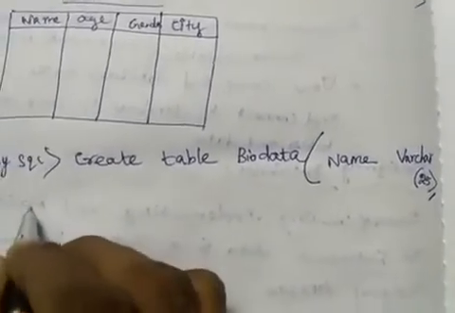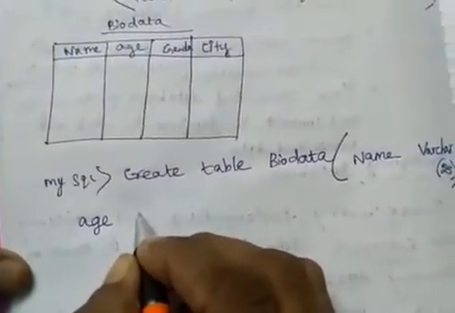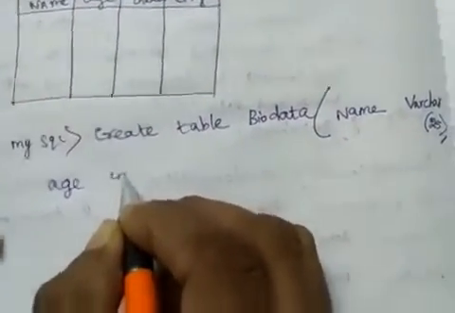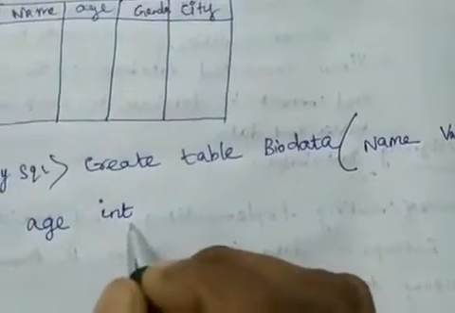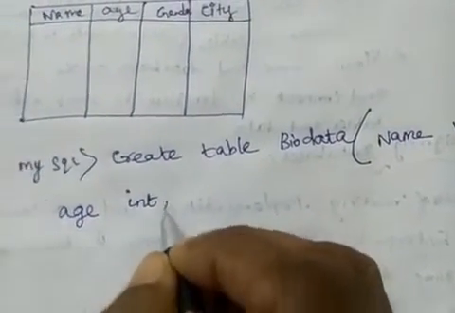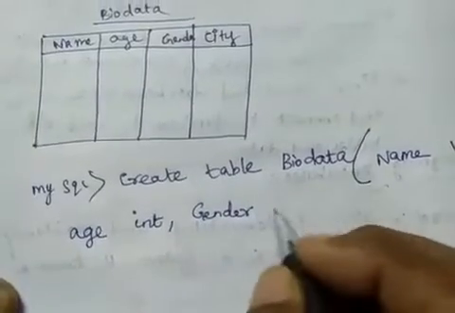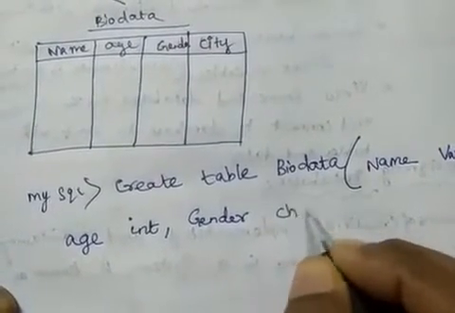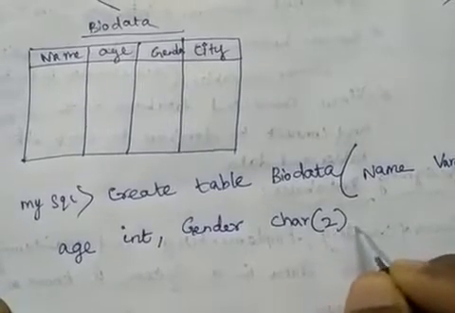Then what is the next column? Age. What is the data type of the age column? It is an integer. So by specifying integer, it may take 11 characters as an input. Then gender. Gender means male or female. We can easily specify it with one character, or with 2 characters, whatever size we want to specify.